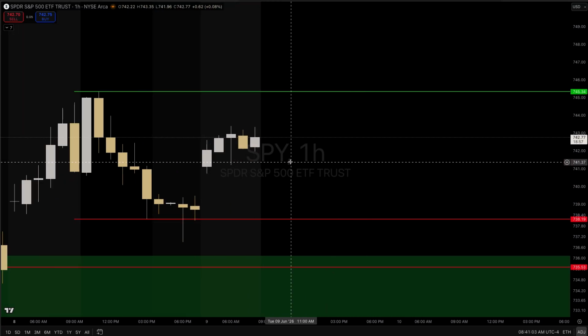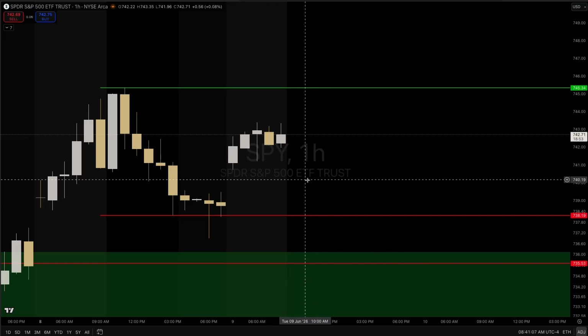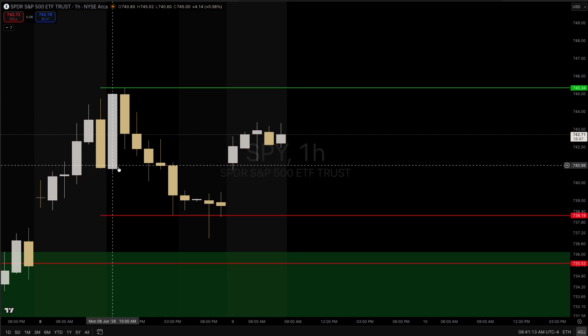If price opens up in between the previous day high and previous day low, what you can do is use the 15-minute opening range breakout. You can wait for the first 15-minute candle to develop, and then you can see whether the price breaks above or below the 15-minute range.